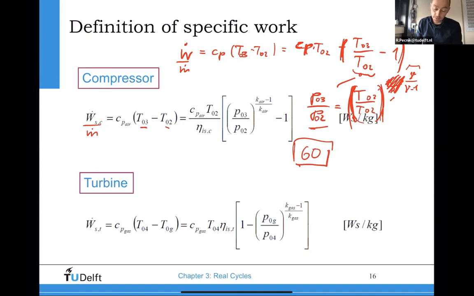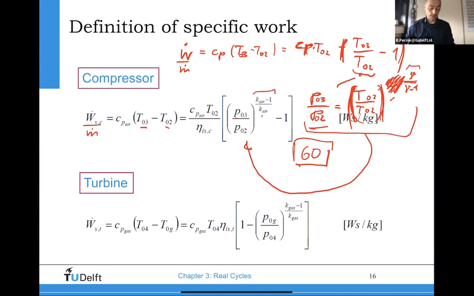Okay, so the isentropic relation that we need to use is P03 over P02 equals T03 divided by T02 to the power of gamma divided by gamma minus 1. And you can see here, if you rewrite this, you get the other way around: P03 divided by P02 to the power of kappa minus 1 divided by kappa. Okay.